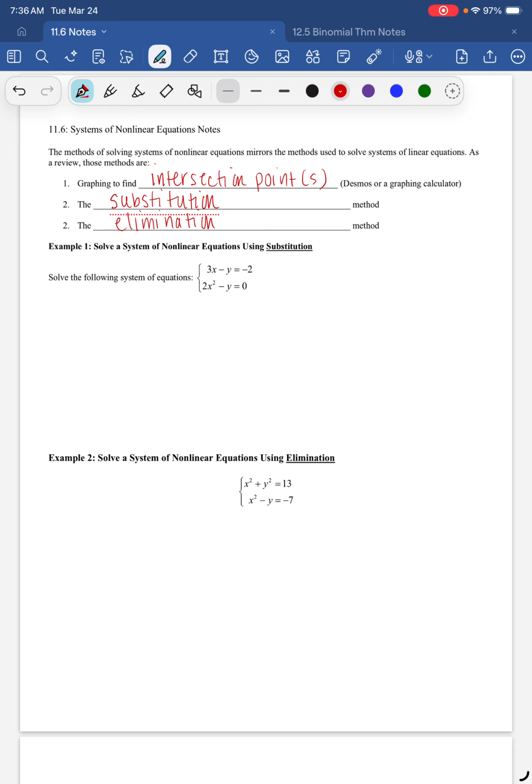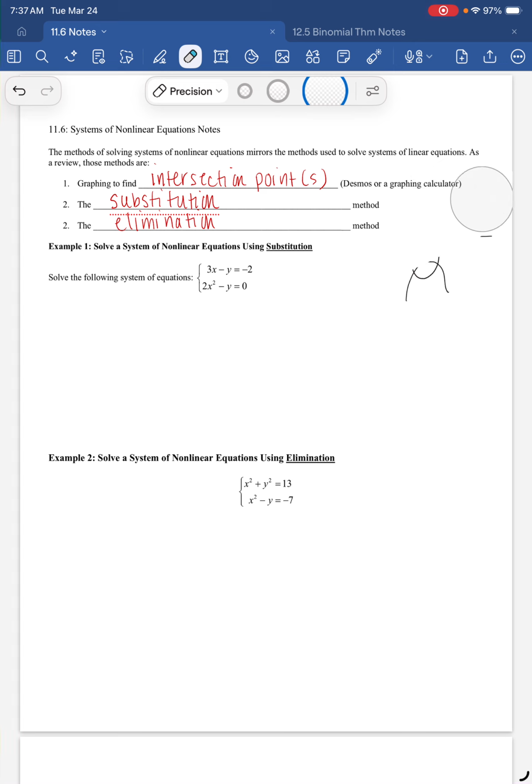Okay, so non-linear. That could be a parabola. A parabola could intersect with, let's say, a circle, and that would have two intersection points. Or you could have two parabolas that intersect, and maybe one of them opens up and the other one opens down. That could be a system of nonlinear equations. You could have a parabola that opens facing up, and the other one opens facing to the right. So there's all kinds of different ways that systems of nonlinear equations could intersect.